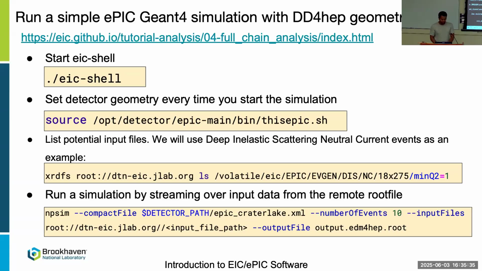It's pretty simple. You have your local install folder, and in that install folder, there's a bin folder. And in that bin folder, there's this epic.sh. If I do that, now you can look at what your detector path looks like. It's pointing to the local clone that you just downloaded, okay?